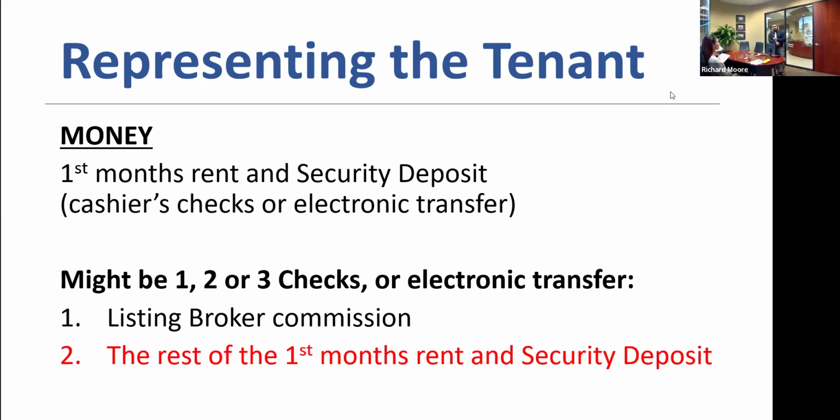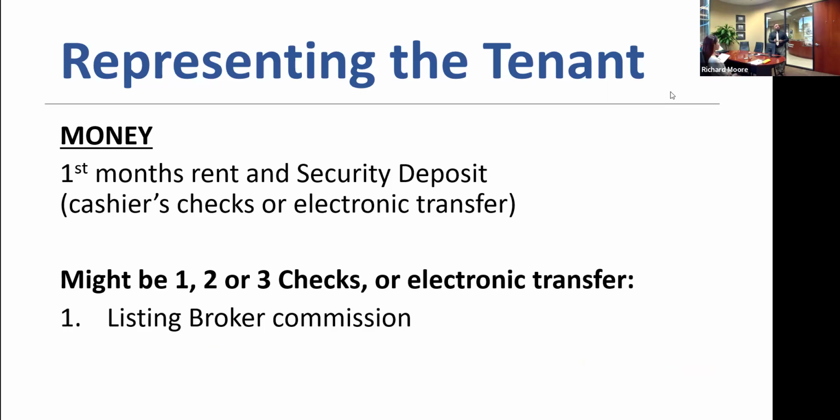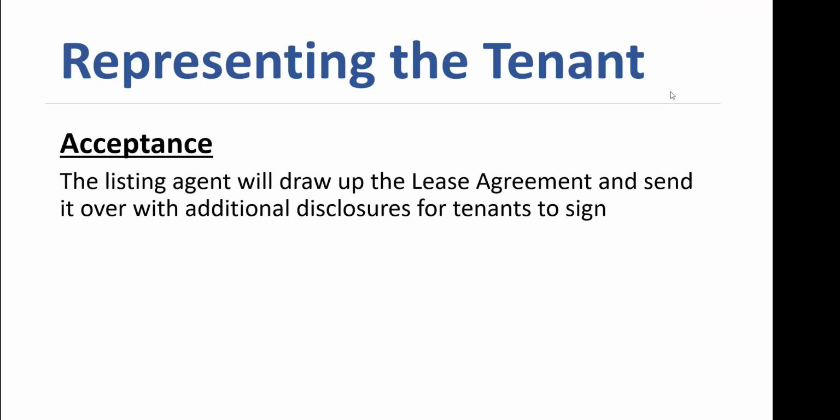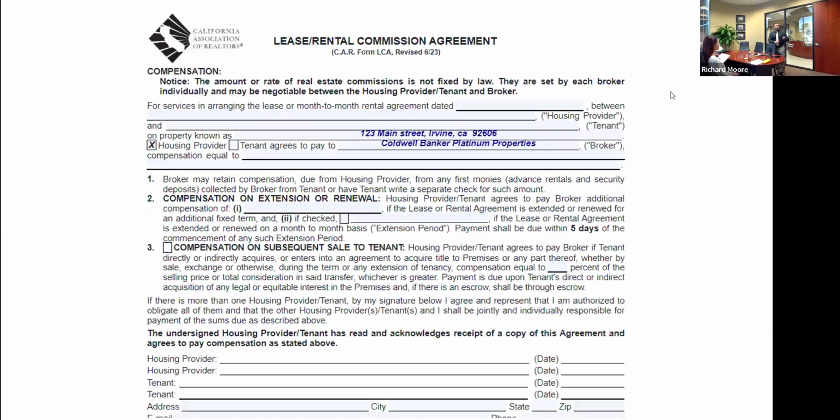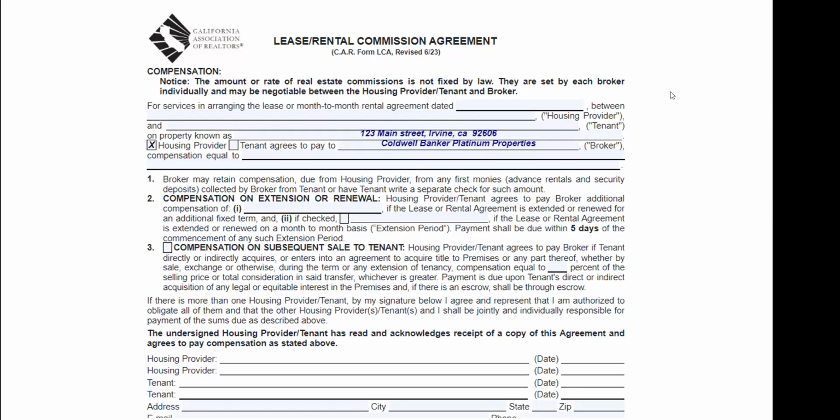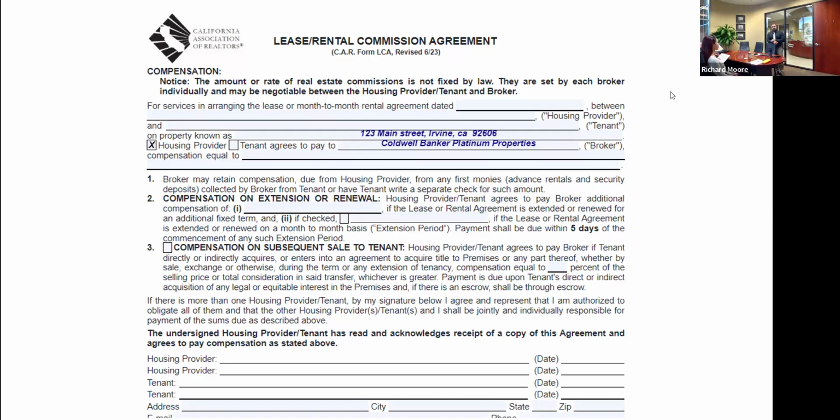Then if they want you to ask the landlord to pay for a commission, you're going to include the lease rental commission agreement along with your application. This one that I just showed you, asking the landlord to pay for your commission. If the landlord agrees to pay the entire commission that your tenant agreed to, then your tenant doesn't owe you anything. Now the landlord is going to pay you. But if the landlord says no, then you have to get paid by your tenant.